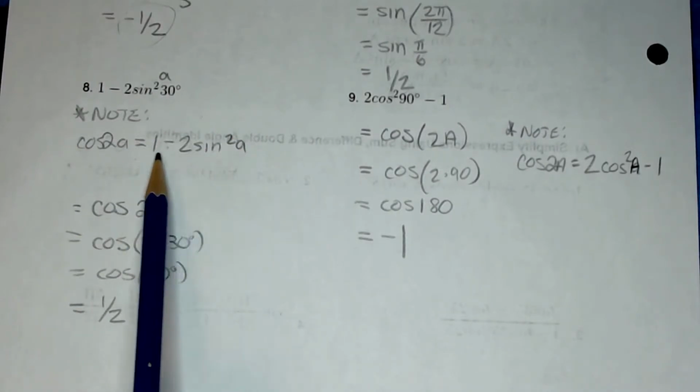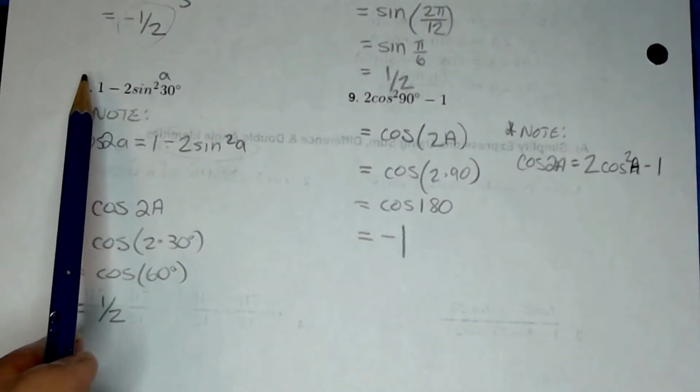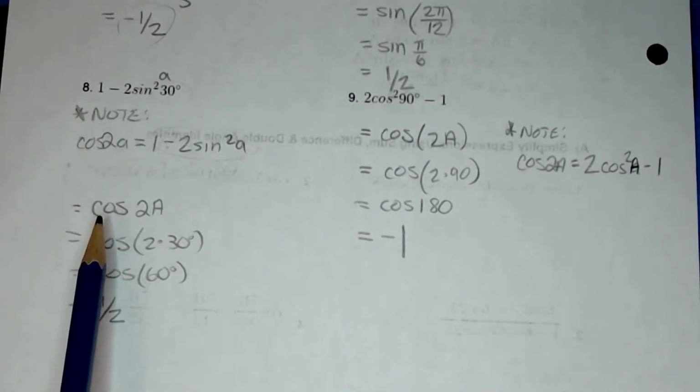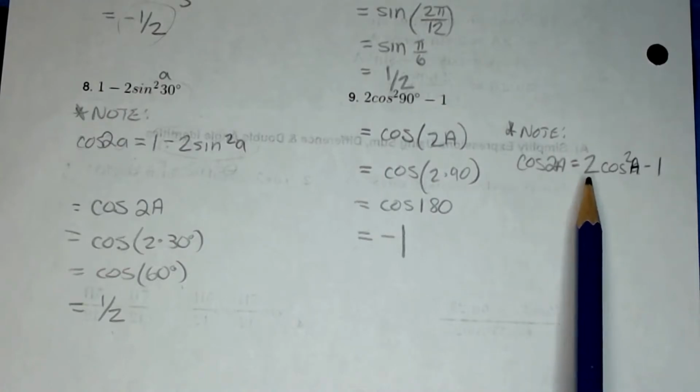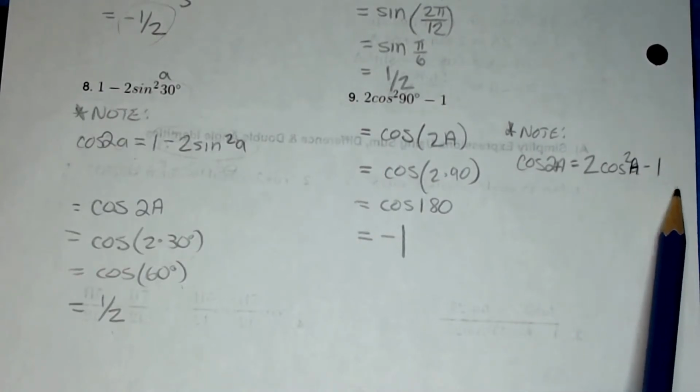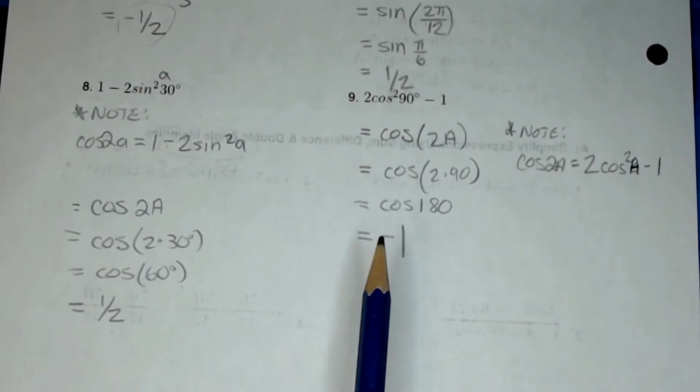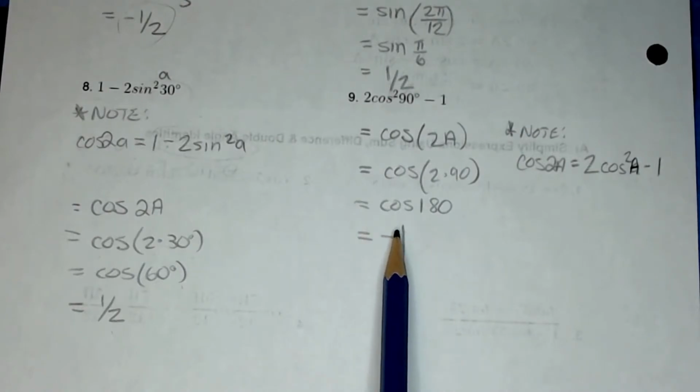So if we have it listed in this format, which we do, you just solve for cos 2a, cos of 2 times 30, cos of 60, and that's 1/2. And then the same thing over here, cos 2a is equal to 2 cos squared a minus 1, also on your formula sheet. And here the cosine of 180 is -1.